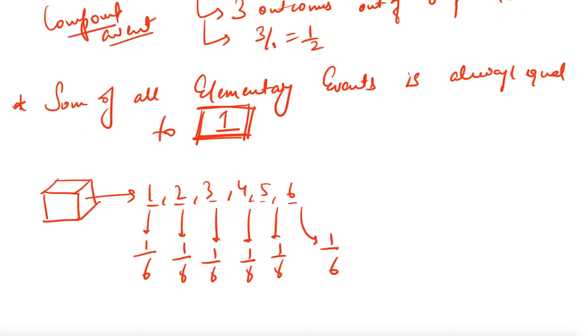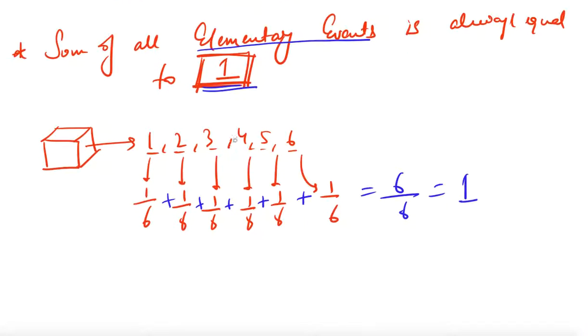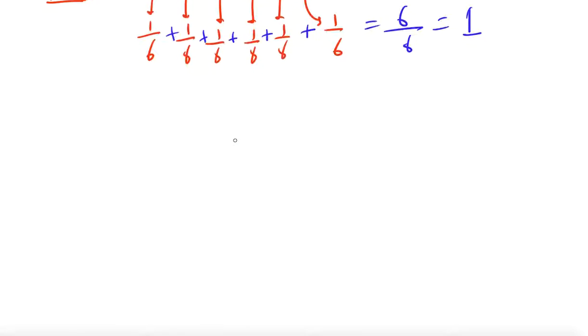When I add all of them, the total that I'll get is 6 by 6, which is equal to 1. So always remember that the sum of all elementary events will always be equal to 1. So I think now you have a clear picture of what elementary events are.